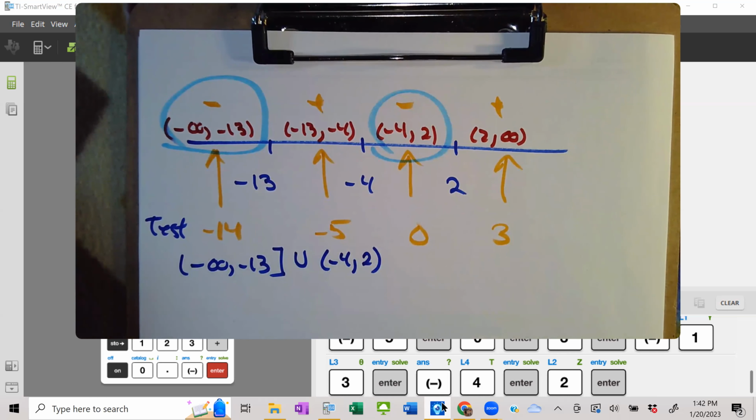Make sure that you try and use 2 separate intervals. Don't give WebAssign inequalities for this kind of an answer. It won't like it. It's looking for intervals.